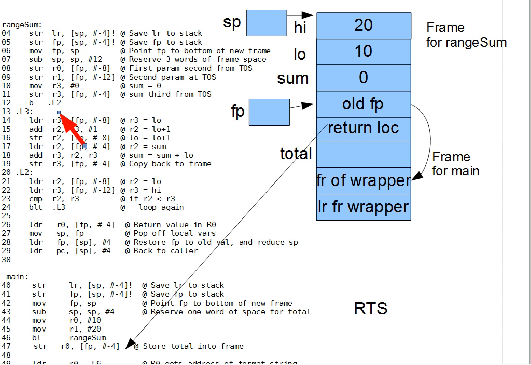And the answer is no, there's no bug, and it's because of line 12 here. Line 12 jumps down to the test, avoiding the loop body initially.